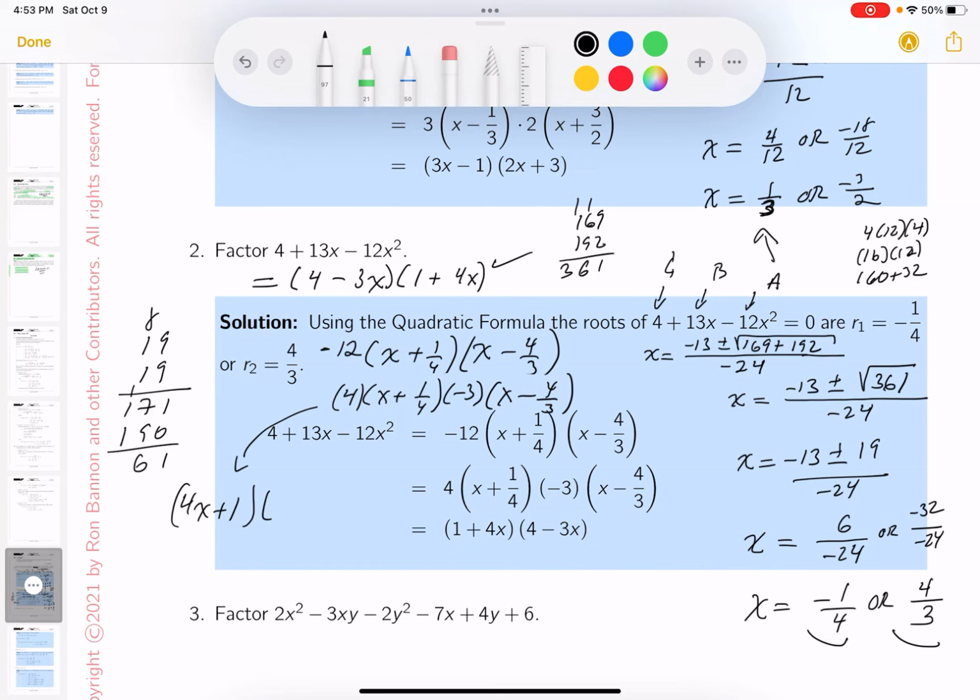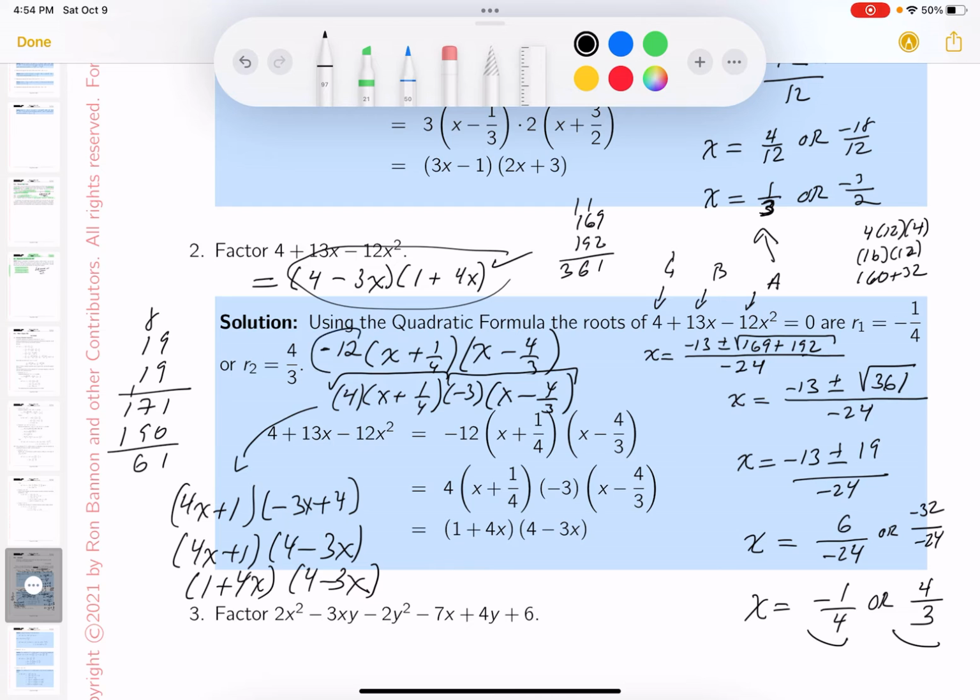And what do you get for the next guy? You would get minus 3x. By the way, I'm associating these two and these two. You get minus 3x plus 4. Let me make sure. Let me write this down. 4x plus 1, 4 minus 3x. Let me write the first factor a little bit different. 1 plus 4x, it's commutative. What's the other guy going to be? 4 minus 3x. Am I getting it? I'm getting it. All right?